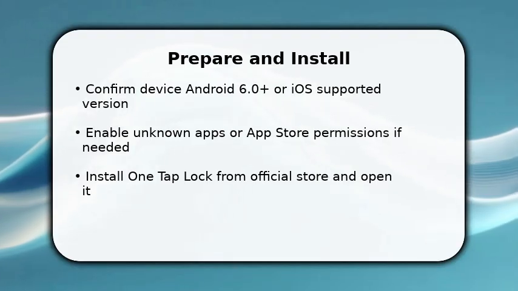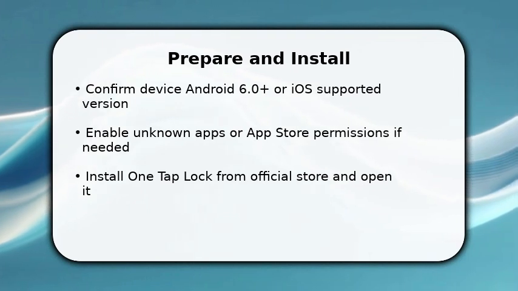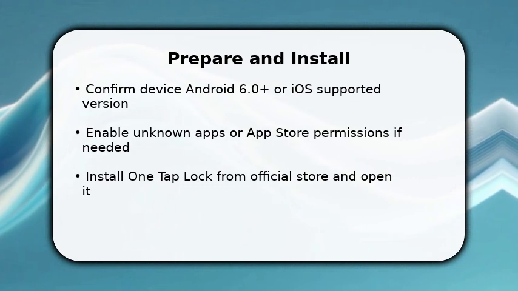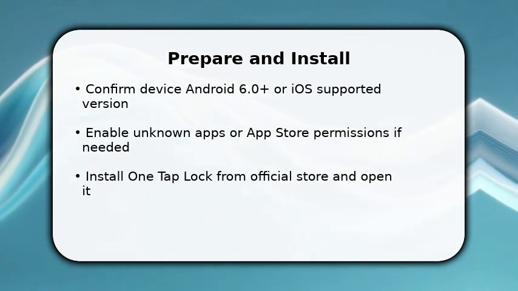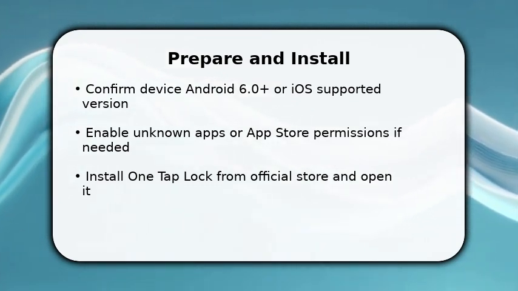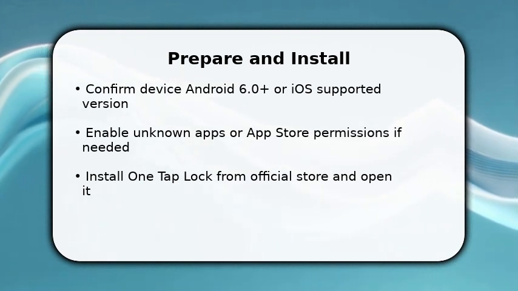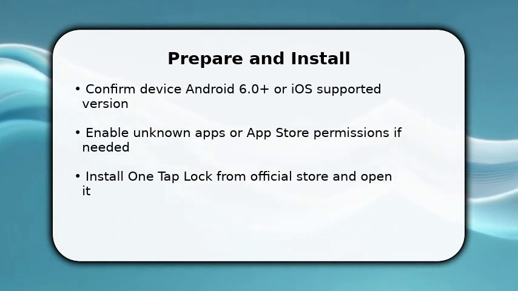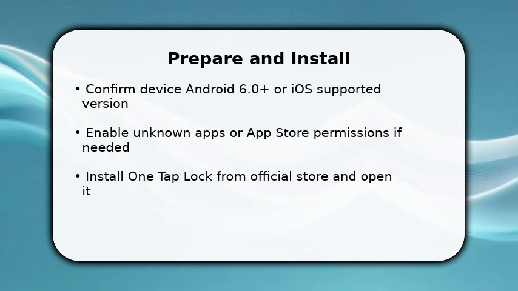You start by installing one tap lock and granting the minimal permissions it asks for. Once installed, open the app and accept screen overlay or accessibility prompts when prompted. This lets the app lock the screen reliably. Make sure any battery saver or permission blocker is off for this app. You do this now so the core functionality can run in the background.